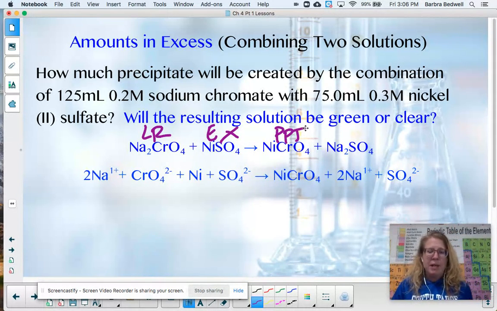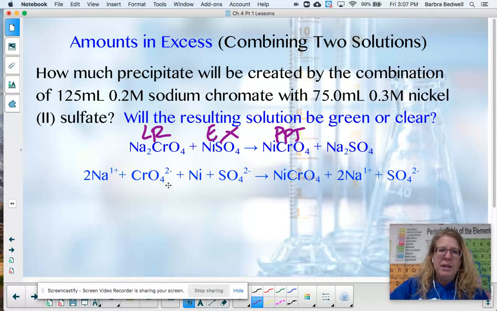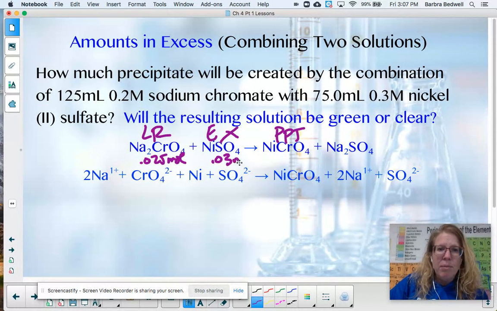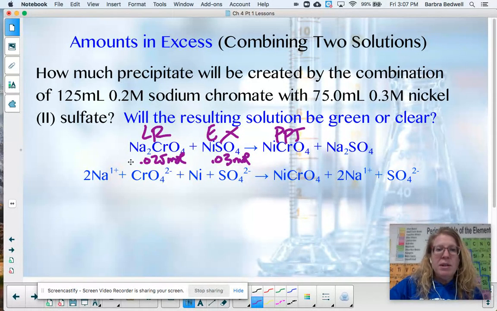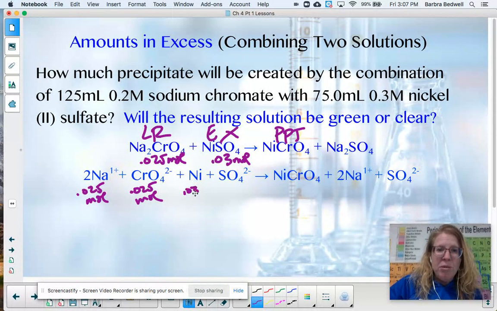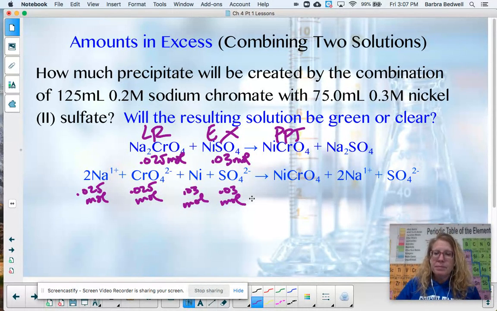So let's think about what's happening here. Limiting reactant, excess reactant. This one was 0.025 moles. This one was 0.03 moles, right? So will the solution be green or clear? This is our limiting reactant. I have 0.025 moles of this. I started with 0.03 moles of this and 0.03 moles of this. So what did I make here? I made this stuff, right? Nickel chromate.